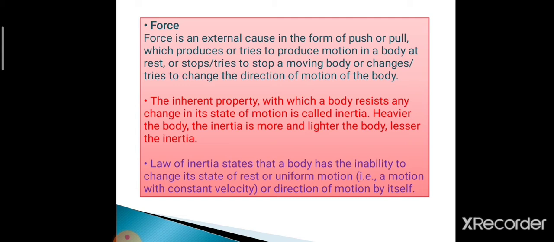Coming to the concept of inertia, it is a property by virtue of which an object resists a change in its state of motion or rest. Heavier the body, more is the inertia, and lighter the body, lesser is the inertia.